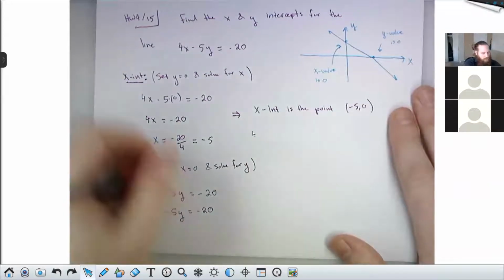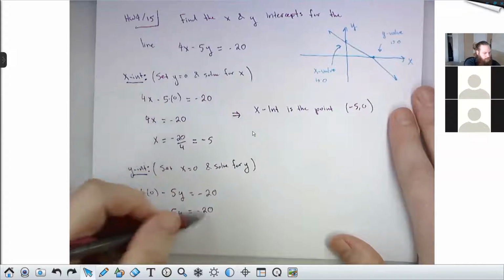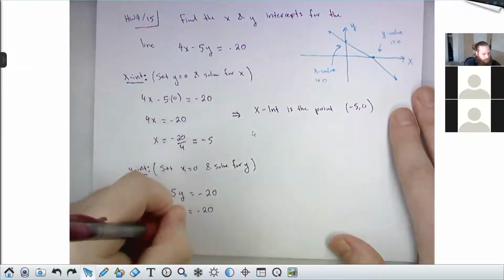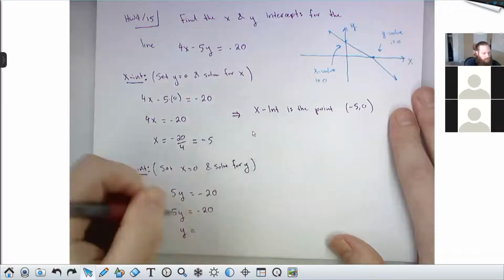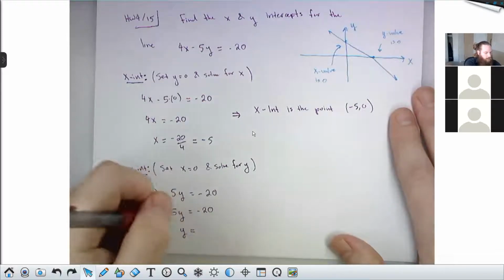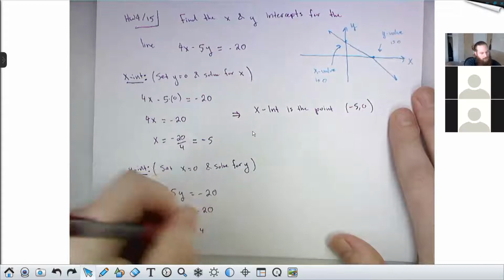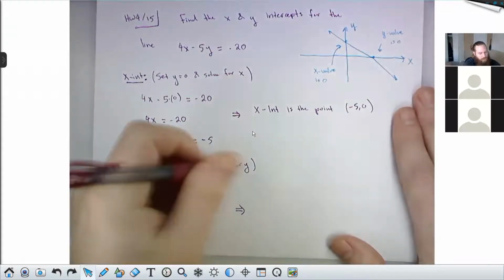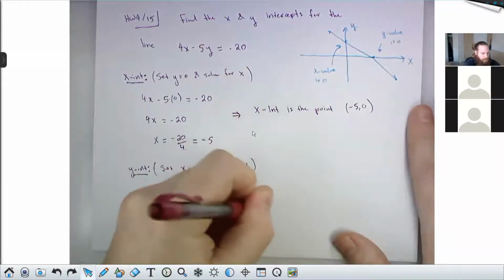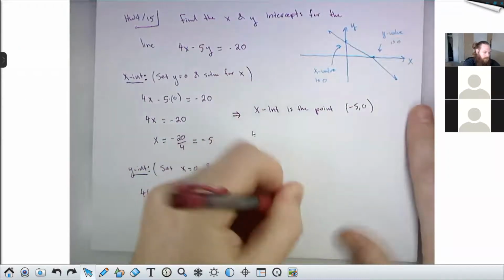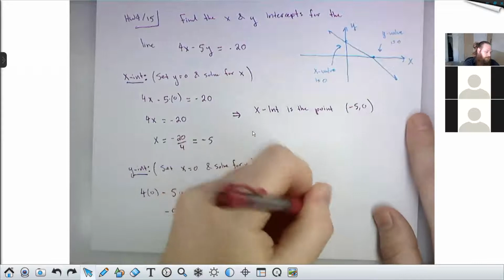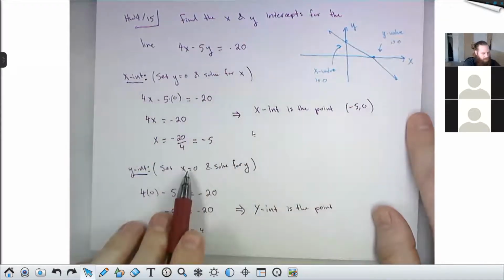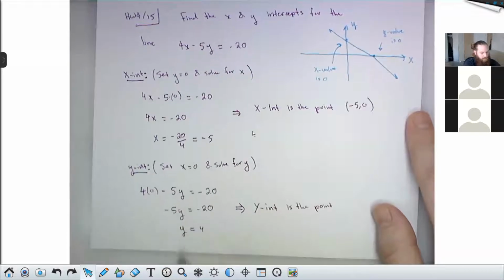And then just like in the previous one, if I want to solve for the variable, I have to divide both sides by this number. So if I want to get y alone, I divide both sides by negative 5. Negative 20 divided by negative 5 is positive 4. So all this work tells me that the y-intercept is the point where x is 0, so it'll be 0 comma 4.